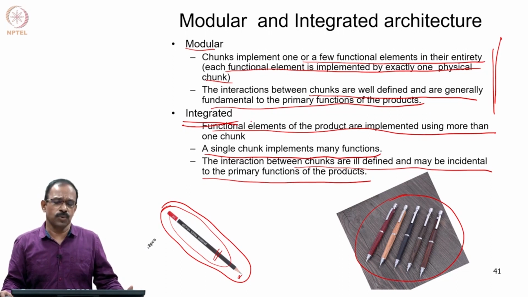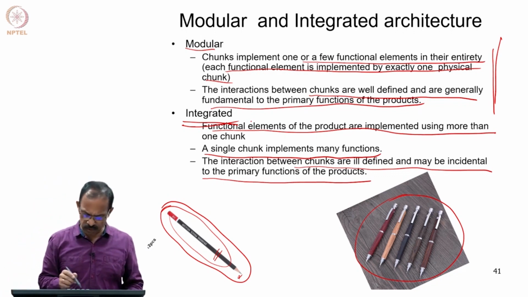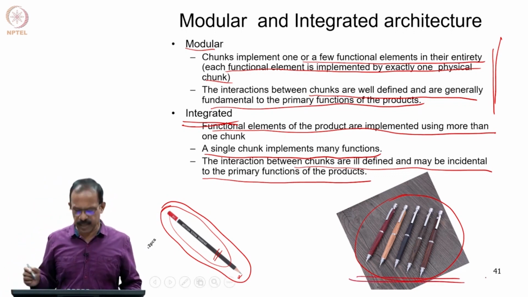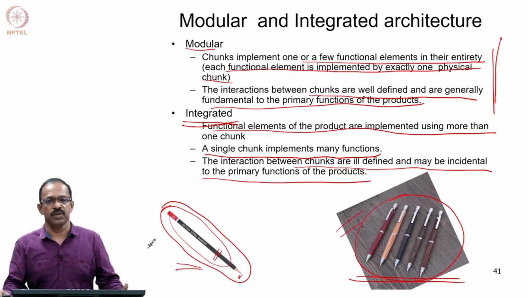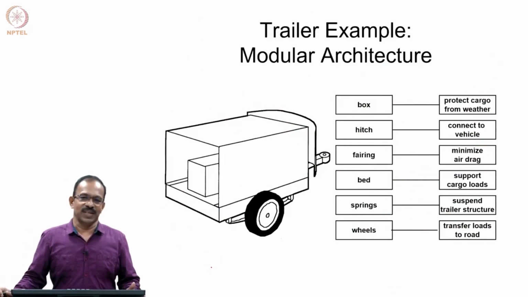So, these are the two major types of architectures that you can see in the product, and most of the time, as I mentioned earlier also, you will see more products in the modular architecture, because that helps you to have variety. There are very limited products using integral architecture. So, these are some of the examples for this architecture.